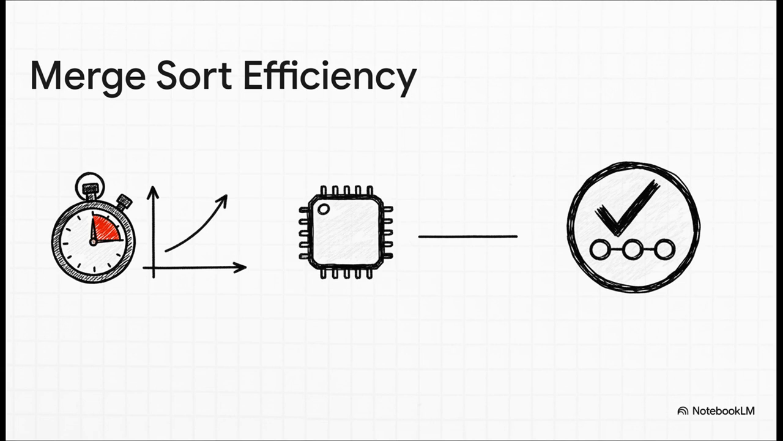And the result of all this? For linked lists, merge sort is unbelievably efficient. Its time complexity is O of n log n, which is pretty much the gold standard for sorting algorithms. But crucially, its space complexity is O of 1. That means it uses a fixed, tiny amount of memory no matter how big the list gets. We're just cleverly rearranging the existing pieces, not making a bunch of new ones. So we get our perfectly sorted list without that heavy memory cost.